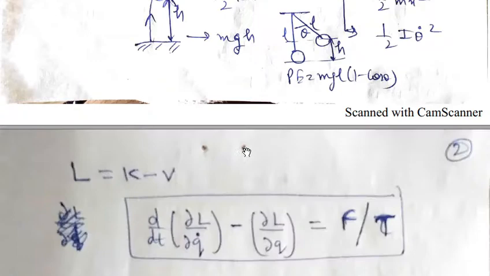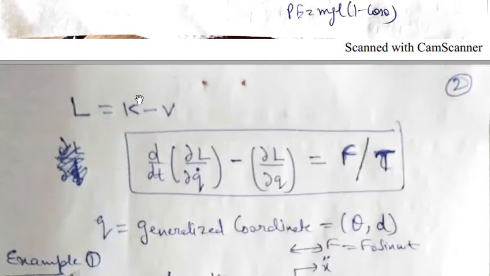Now the Lagrangian is defined as the difference of the kinetic energy and the potential energy. That is the Lagrangian, and the equation of motion is determined using this equation: the time rate of change of del L by del q dot, where q is the generalized coordinate, which can be a set of independent coordinates, and it can be theta, displacement d, or any variable. Similarly, minus del L by del q, whether del x, del theta or del d, for any component, is equal to the sum of all the forces or the sum of all the torques.